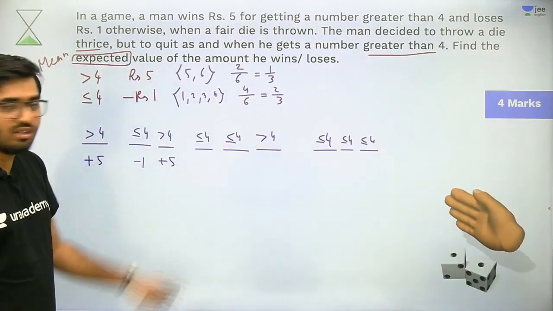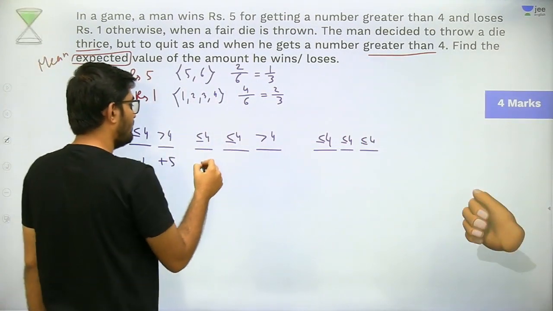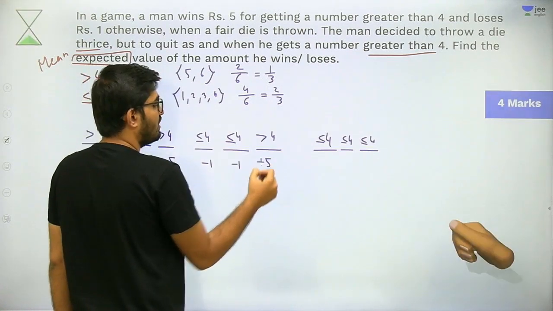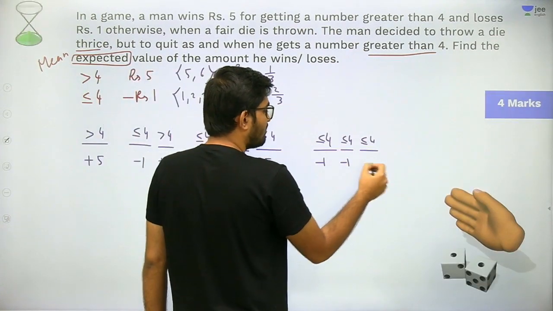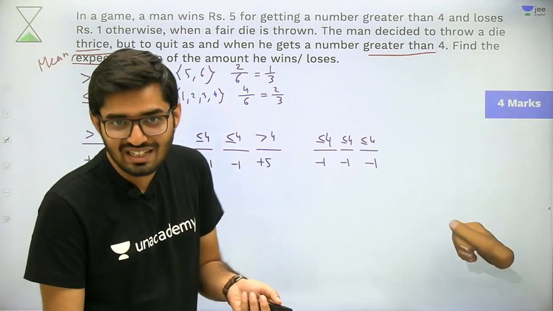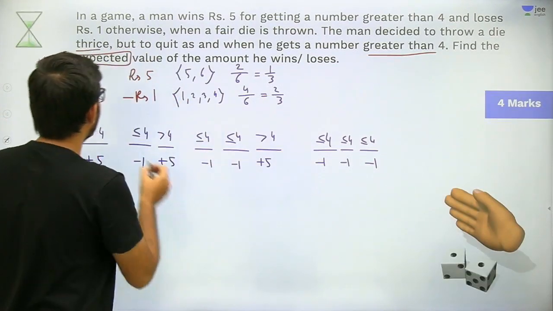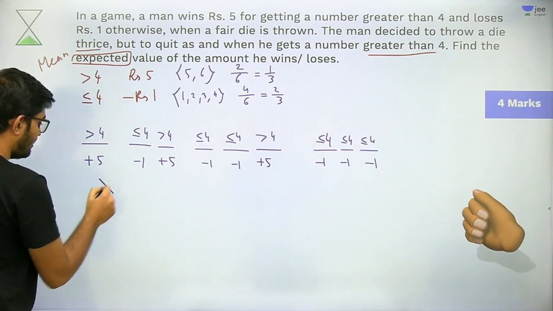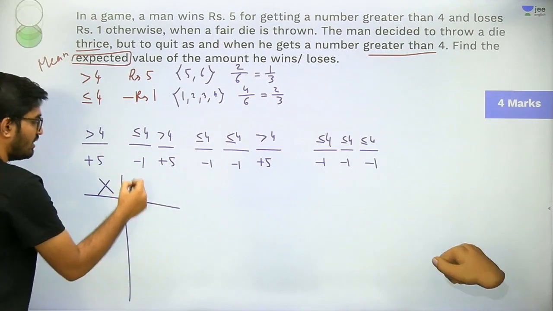So in this case how much rupees will he get? In this case he will get -1, -1, and this is plus 5. Here he will get -1, -1, -1. Okay, so what are the possible values of the amount that he can win? That is X, that is our random variable. So that is X, and then you have to make the table.